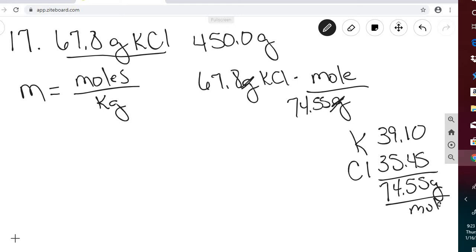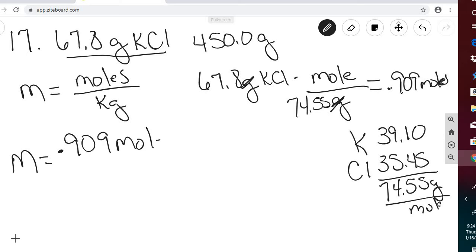Okay, grams are going to cancel. And with 3 significant figures then, we have 0.909 moles of KCl. Okay, now we can go ahead and plug our numbers into the molality formula. The moles is 0.909 moles, and we're given this in grams, so we can convert that to kilograms by dividing by 1,000 or moving the decimal place 3 places to the left. So it's going to be 0.4500 kilograms.